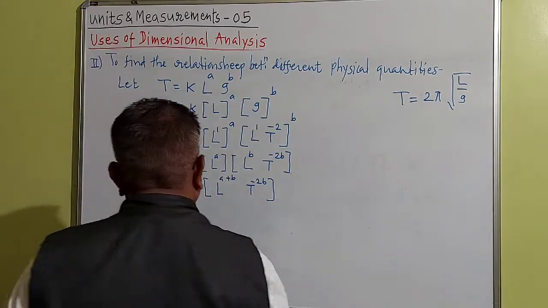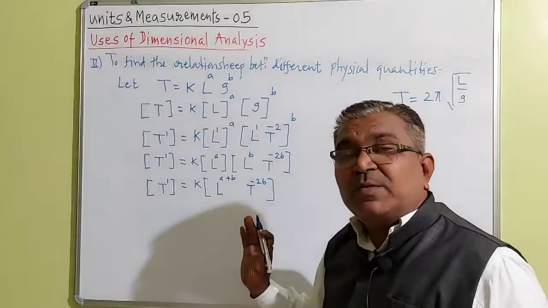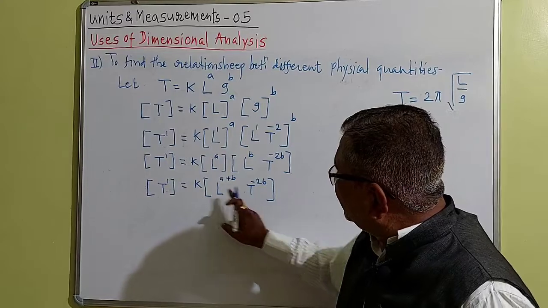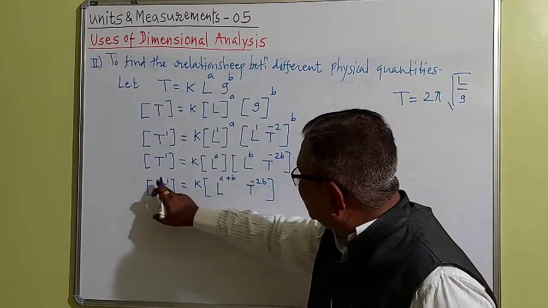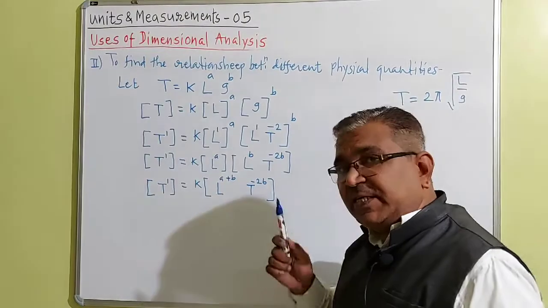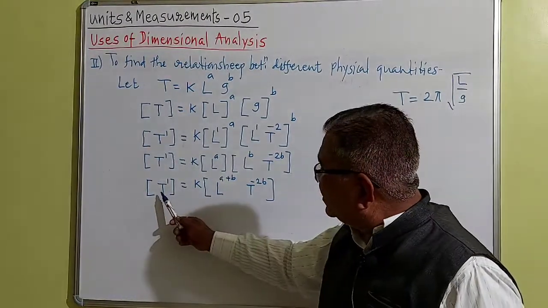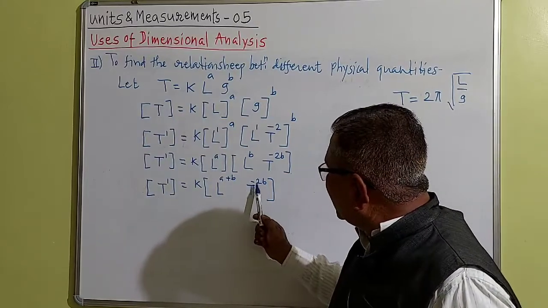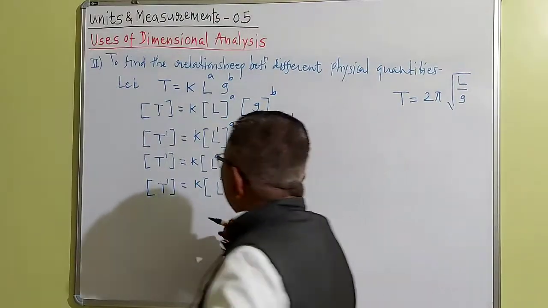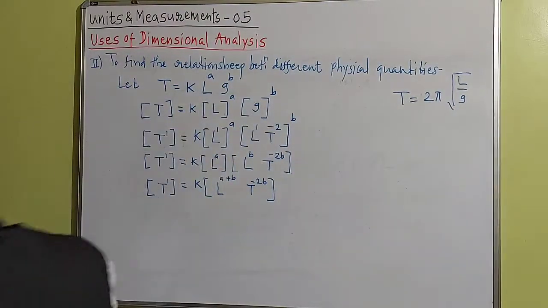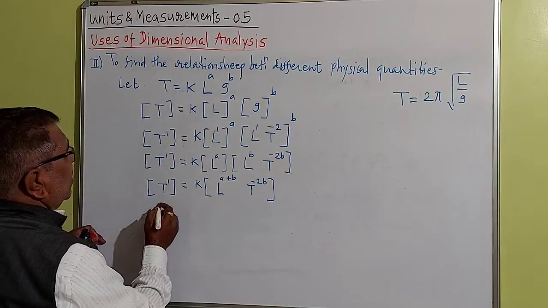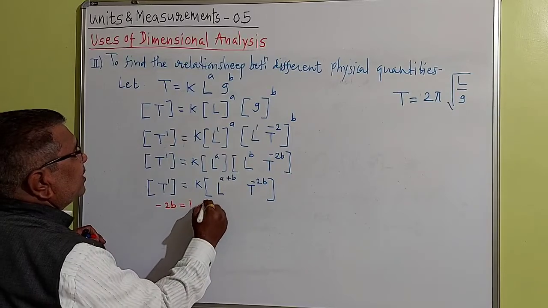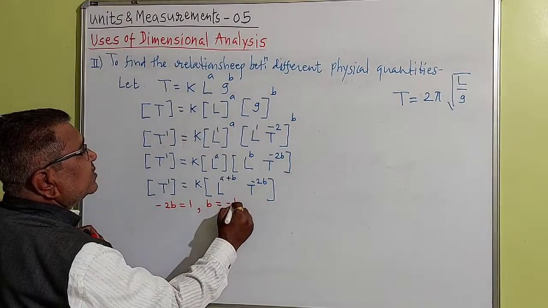Compare both the sides, LHS and RHS. T is here and T is here, so the power is -2b on one side and 1 on the other. So we can write -2b = 1. From this we get b = -1/2.